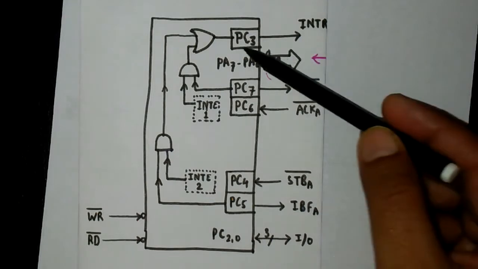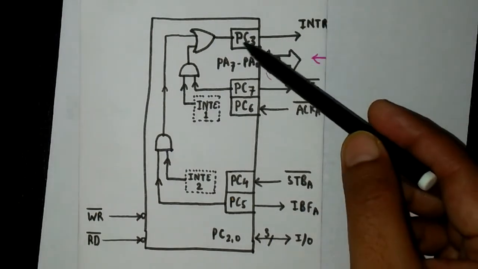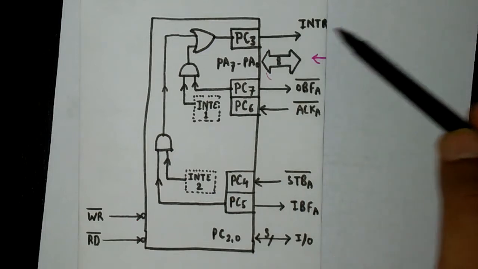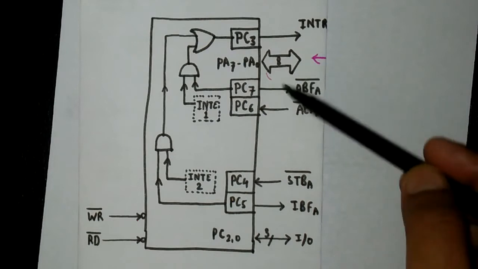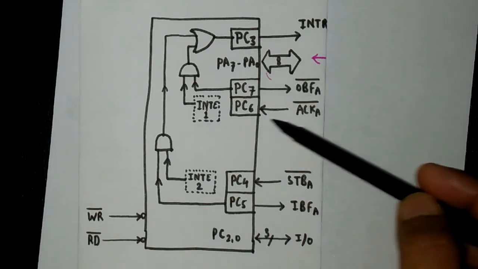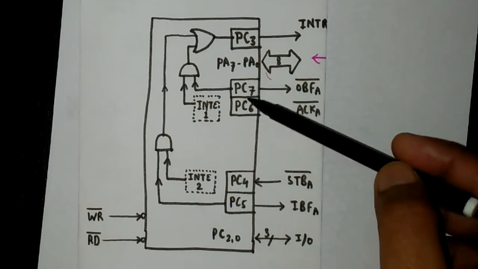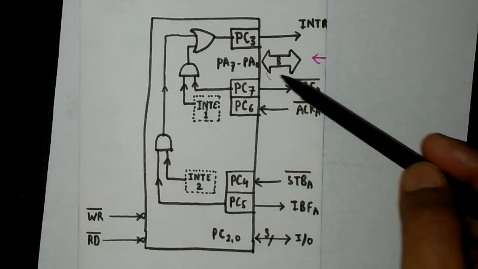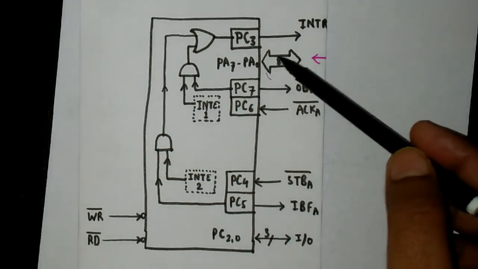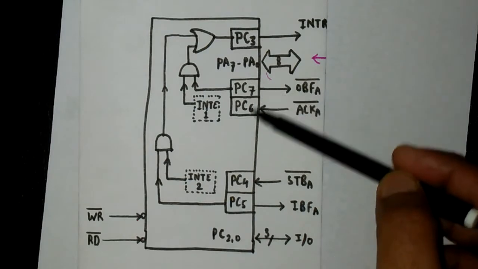PC3 will work as INTR. It means an interrupt will be sent to the 8085 microprocessor using this pin. PC7 is OBF bar, that means output buffer full, and PC6 is ACK, acknowledgement. These two pins will be used when we are going to configure port A as an output port.